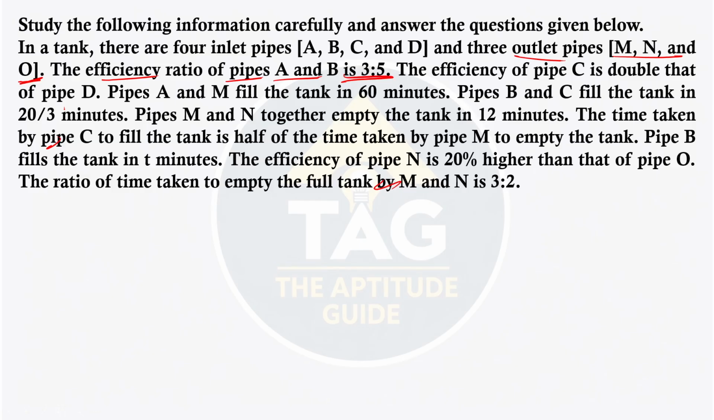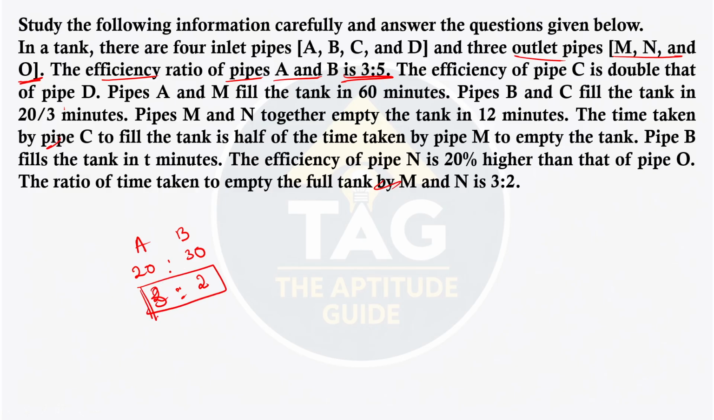So what is efficiency ratio? Efficiency ratio is the inverse ratio of days ratio. If A can do a work in 20 days, B can do the same work in 30 days, then the days ratio of these two is 2:3. As the days ratio is 2:3, the efficiency ratio is 3:2.